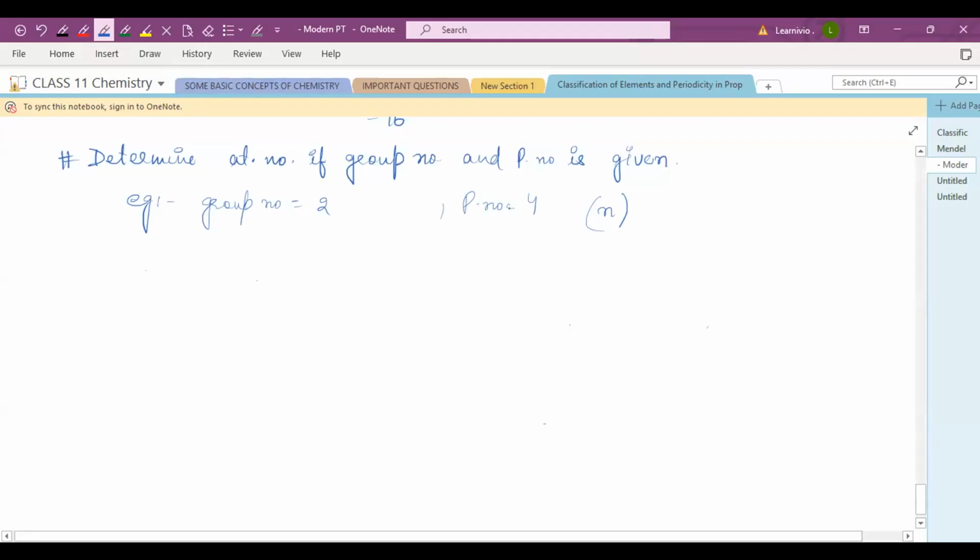We know that the period number is equal to the principal quantum number. Period number gives the information about the principal quantum number, which is denoted by a small n. So there's a formula to find the atomic number: atomic number is equal to the atomic number of the (n minus 1)th noble gas plus your group number.